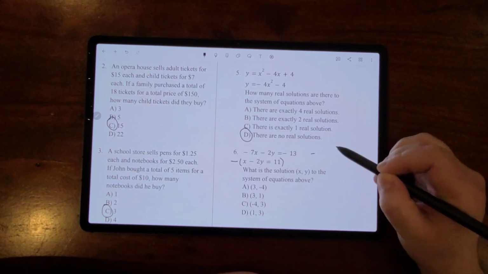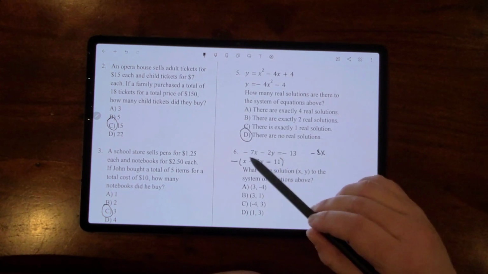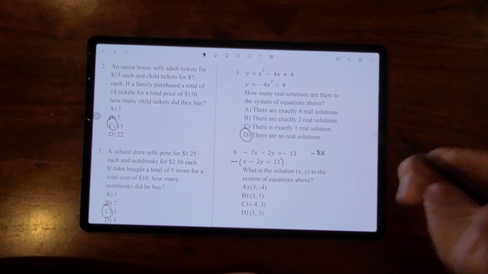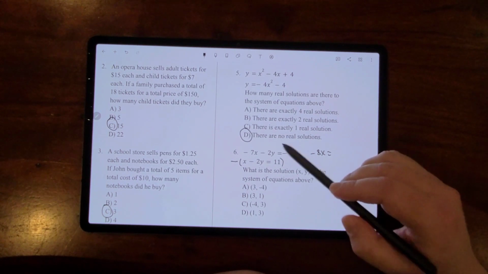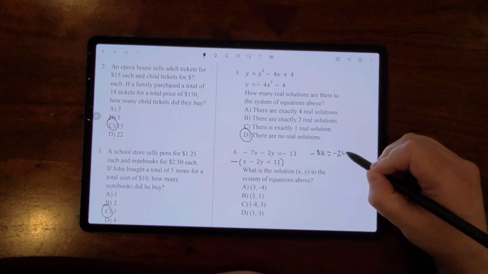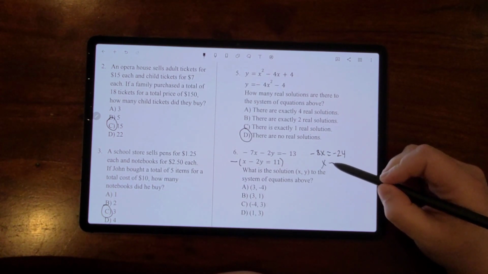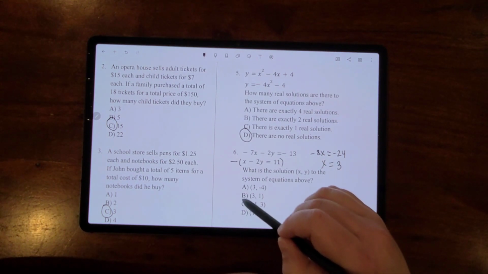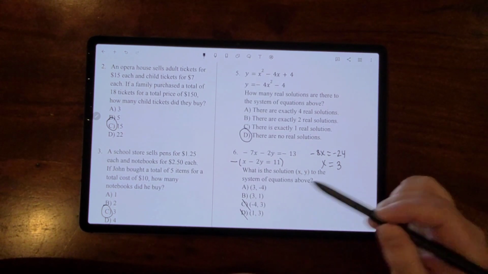So then I'm going to have -8x. And then now I'm going to do -2y minus -2y, which is -2y plus 2y, which just cancels out to 0. Then I have an equal sign, and then now I have -13 minus 11. -13 minus 11 is going to be -24. So now I just need to divide by -8 on each side, and that's going to give me that x is equal to +3. So automatically I can cross out c and d because I know that a and b are the only options with a 3 as my x value.